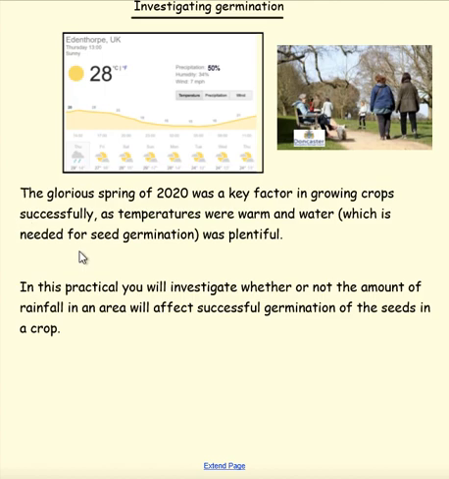If we think about each year, it tends to be spring that has nice weather. Lots of plants will germinate and grow during that period. And when we have a nice warm spring, we tend to get lots of plants growing and seeds germinating. What we could investigate is whether the amount of water, so obviously if it's going outside, the amount of rainfall, affects the amount of seeds that successfully germinate and grow.